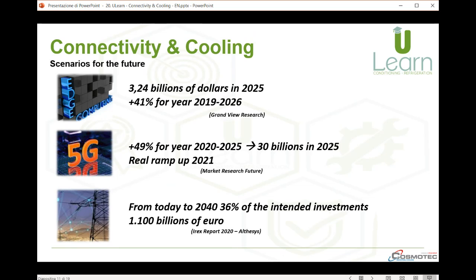About the smart grid, the forecast from today to 2040 is 36% of the total investment for the electrical sector, for a total of 1,100 billion euro. On the web, you can see more and more data and articles about this growing sector and the vertical.